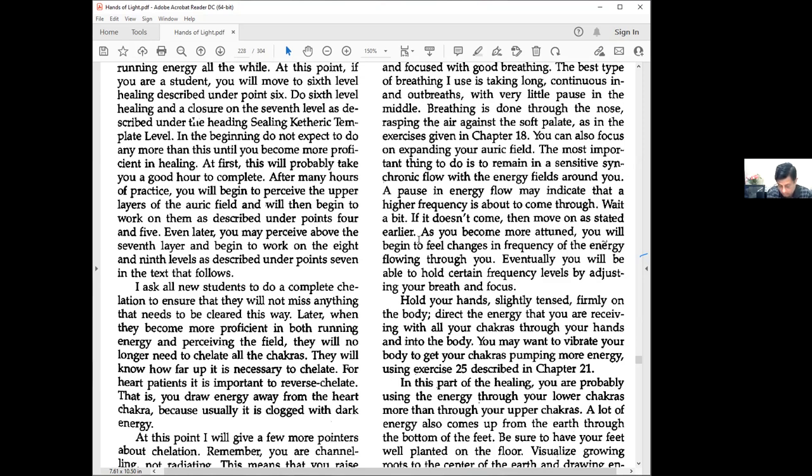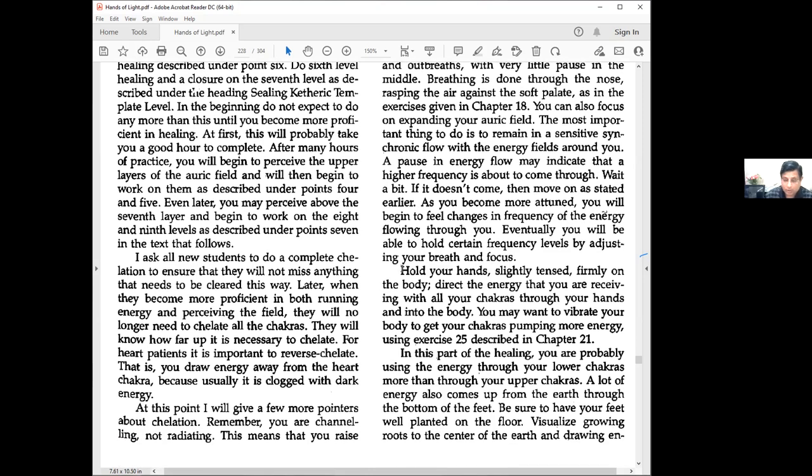As you become more attuned, you will begin to feel changes in frequency of the energy flowing through you. Eventually, you will be able to hold certain frequency levels by adjusting your breath and focus. Absolutely right, right? We can actually control what is the frequency that we are radiating.